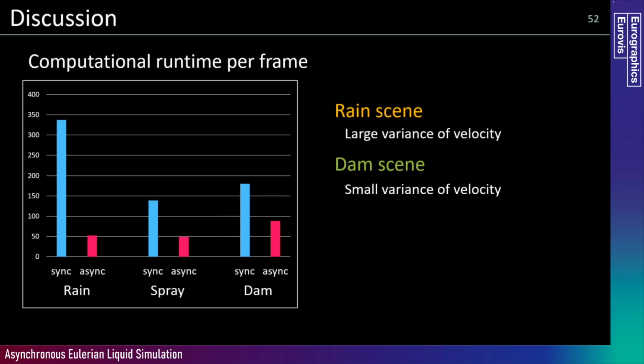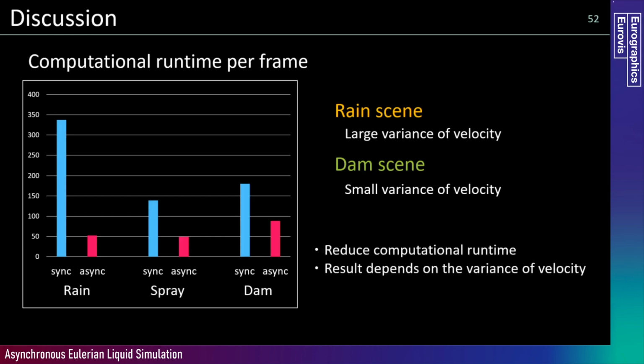It is because the scene does not contain a large variance of velocity magnitude. In this sense, we can say that our method reduces computational runtime. The reduction rate is large in the scene with large variance of velocity, and for the scene without it, simulation runtime can be reduced, but the degree becomes smaller.